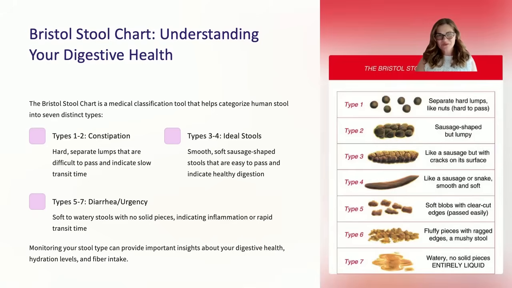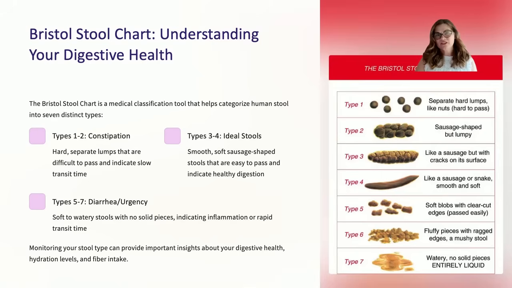Type 1 and 2 are hard, lumpy, and difficult to pass. They often signal constipation or slower digestion. Type 3 and 4, these are the ideal stool consistencies, soft, sausage shaped, and easy to pass, reflecting healthy digestion and good fiber and hydration levels. Types 5 to 7 are looser or watery and may indicate inflammation, gut irritation, or rapid transit time.